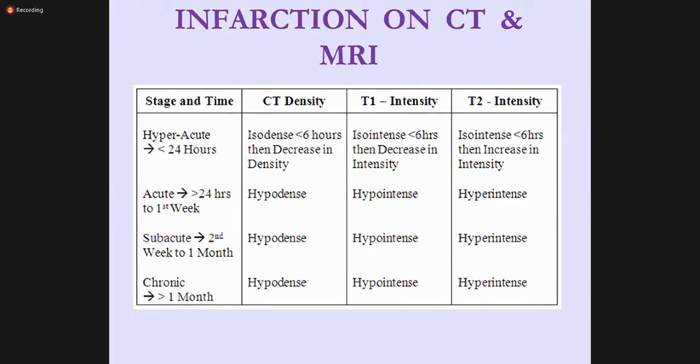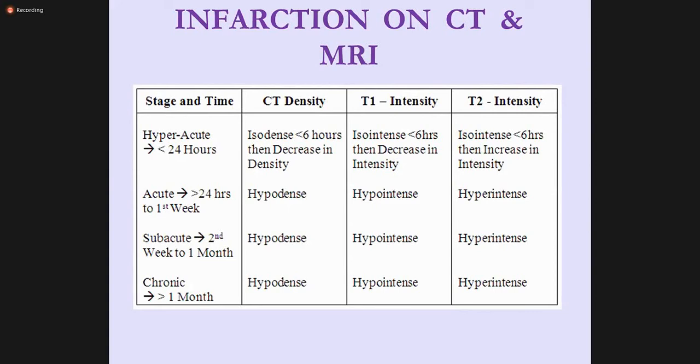Stroke is classified as hyperacute, less than 24 hours; acute, less than 1 week; subacute, less than 1 month; chronic, more than 1 month. This is a shortcut to remember. Now, on CT, at less than 6 hours, it is difficult to recognize, so it is termed isodense. Then, with time, the density decreases, so it is termed hypodense.